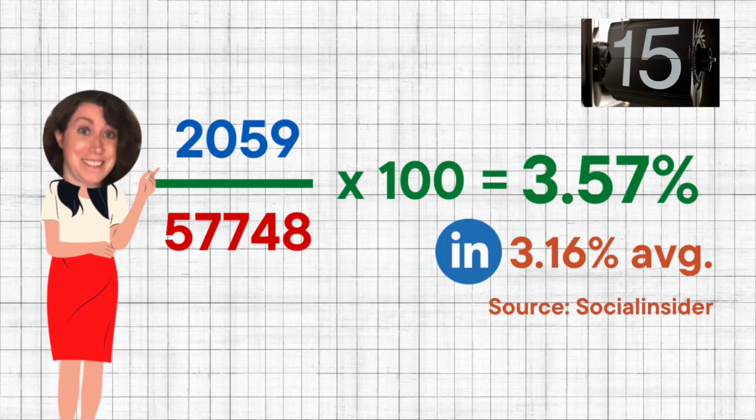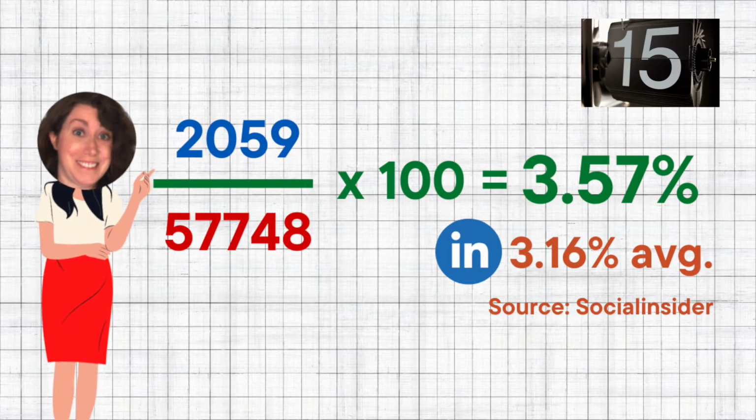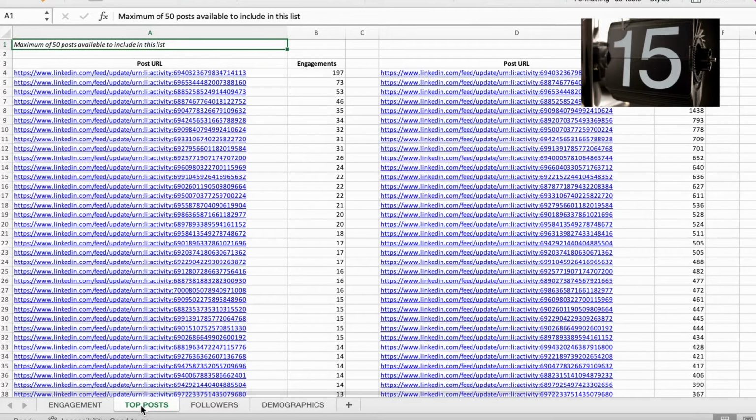And right now, the average engagement rate on LinkedIn is 3.16%, so I am above average. There's always room for improvement, but I'm glad to see that I'm above average. Now, if you want to get extra credit, and this will really help you figure out the direction of your content, go back to the spreadsheet and go to the top post tab.